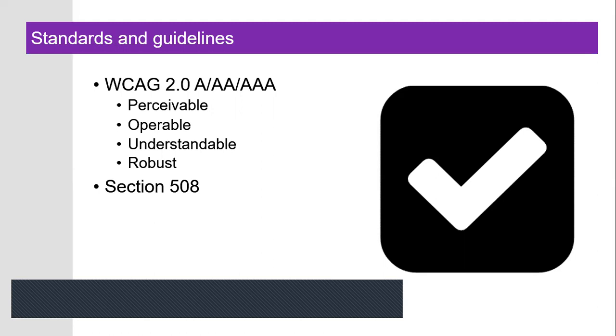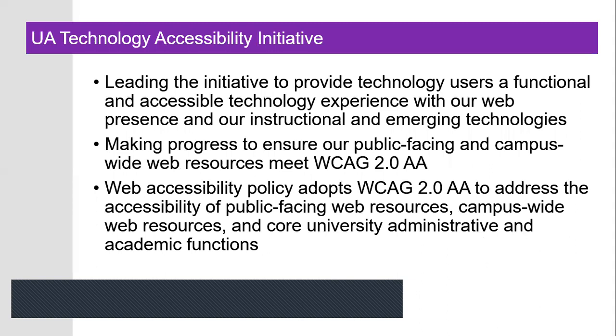Since 2015, UA administration and UA web professionals have been making progress to ensure that our public-facing and campus-wide web resources meet WCAG 2.0 AA over the next 4 years. This is a pretty exciting time to be doing accessibility work at the university. The technology accessibility team has been leading the initiative to provide our technology users, including those with disabilities, a functional and accessible technology experience. I mentioned that this initiative has been underway since 2015. We are on year four, which we set as a goal to achieve WCAG 2.0 AA by the end of year four.